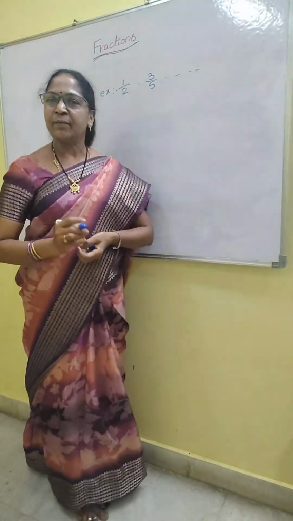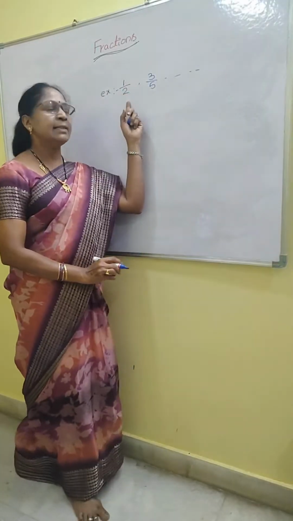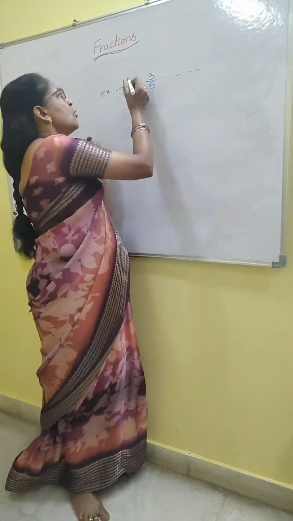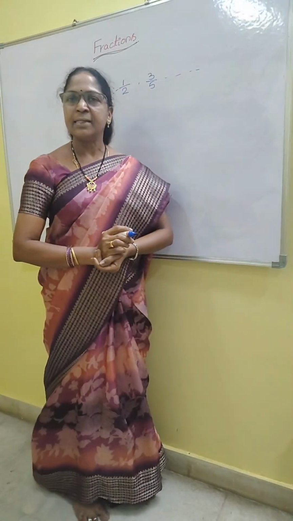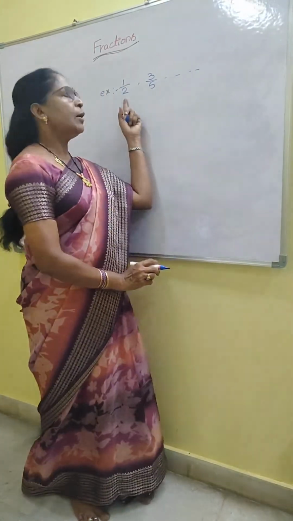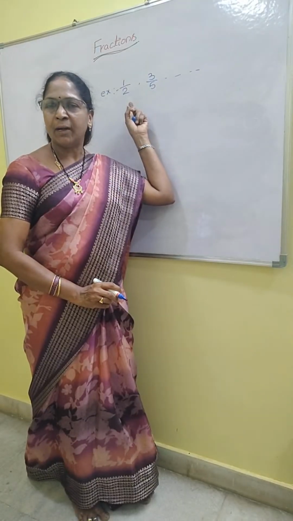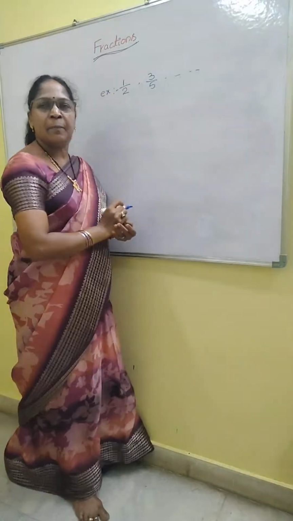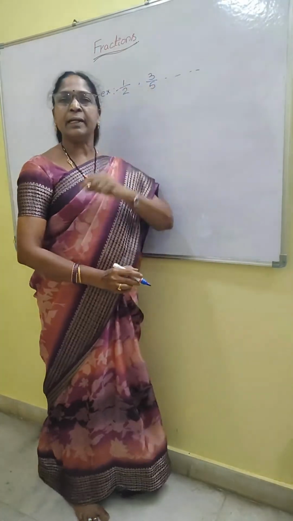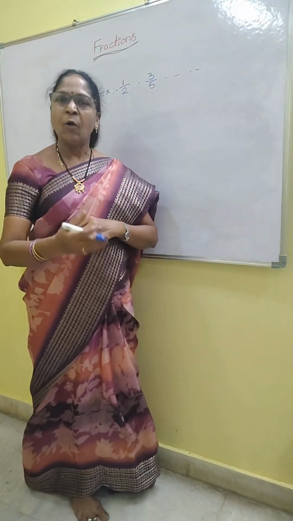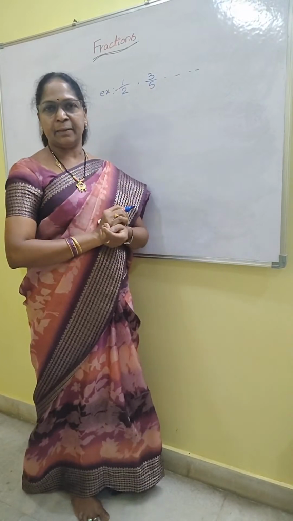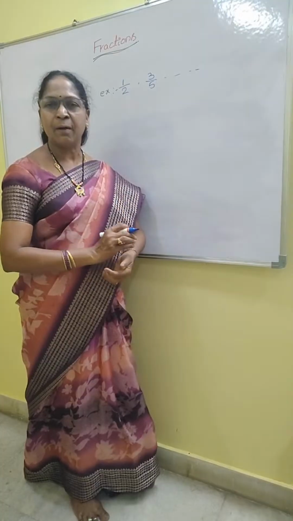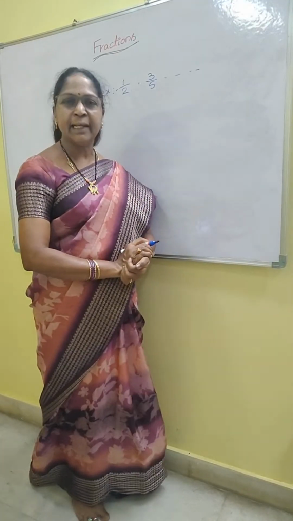In this, this is the top one and this is the bottom one. Two numbers are represented here. The first one, the top one, we call it the numerator, and the bottom number, we call it the denominator. The numerator represents how many parts we take, and the denominator represents the total number of parts. Is it clear?